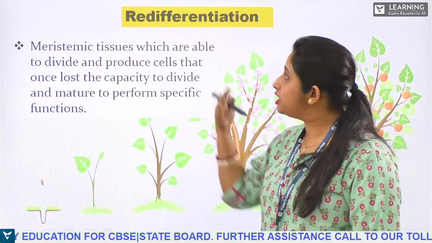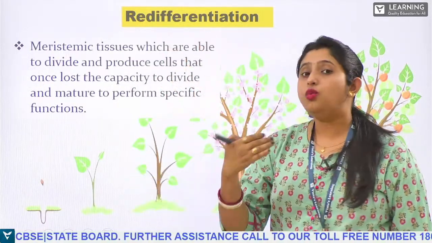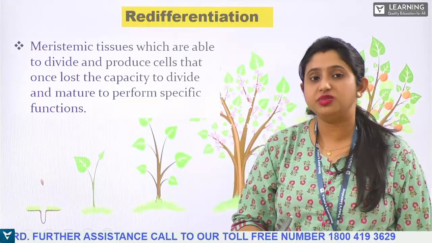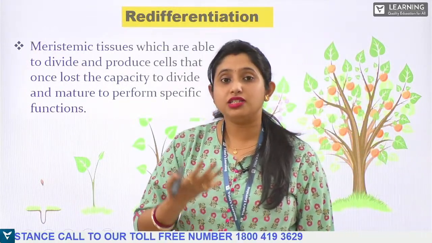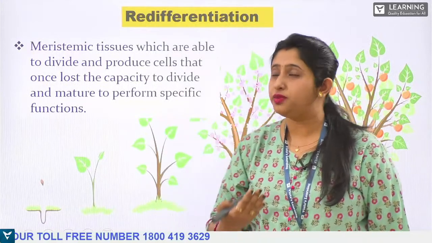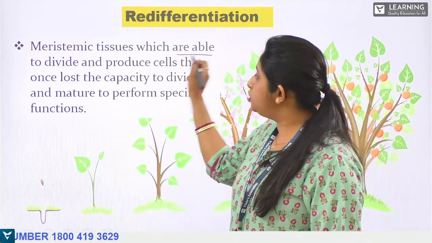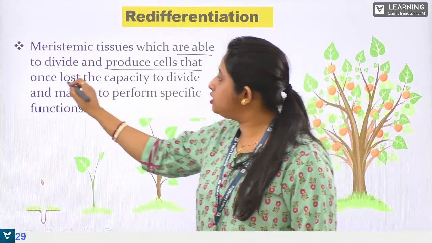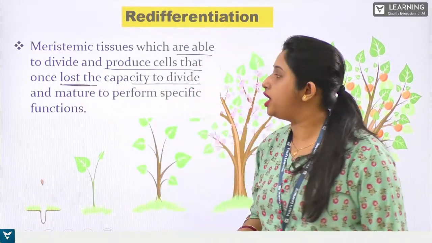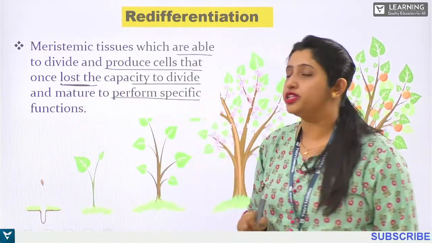Now another one is there, that is redifferentiation. Now what does this mean? Redifferentiation means there are some of the meristematic tissues, okay, some of the meristematic tissues which are able to divide and produce cells that once lost the capacity to divide and mature to perform specific functions.